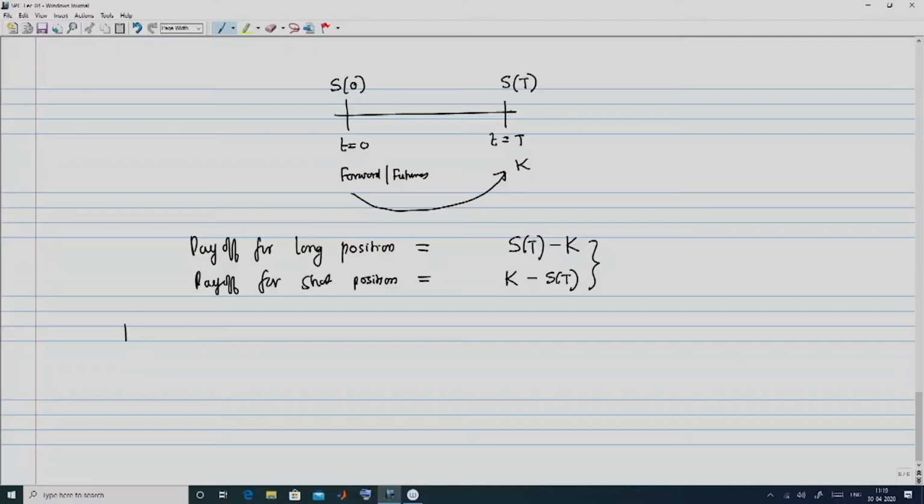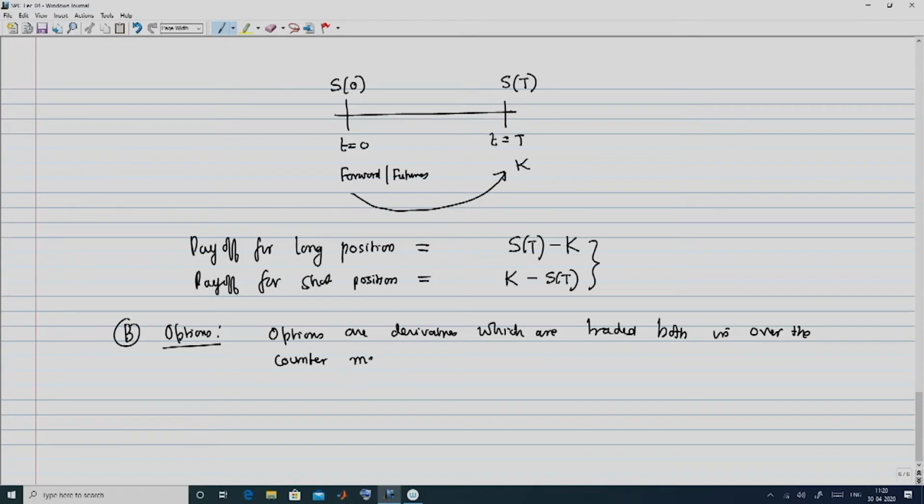what is known as options. So, options are one of the most mathematically well studied financial derivatives. Options are derivatives which are traded both in over the counter markets as well as exchanges.